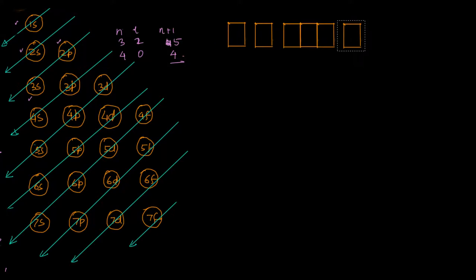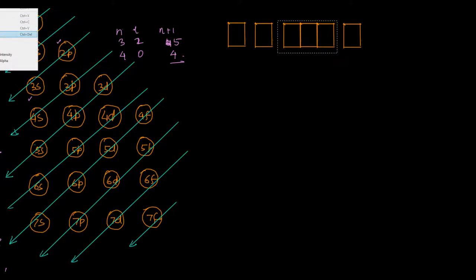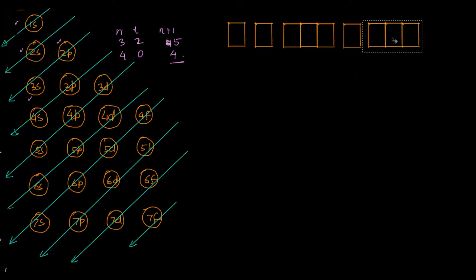After 3s, I have to go to 3p. So the same group of 3 again, right? So I might copy it and just paste it there. So I copy it and I paste it here. This is my 3p, and after that I'll require a 4s, right? So a 4s. So I copy this back and I paste it. This is my 4s. Is that okay? And after 4s, I'll have to come to 3d.